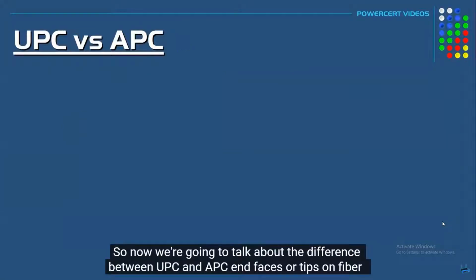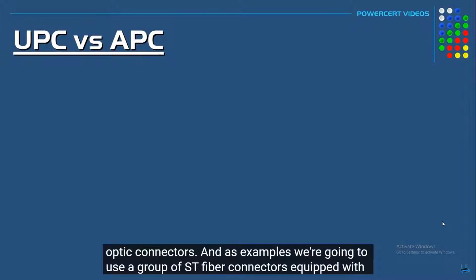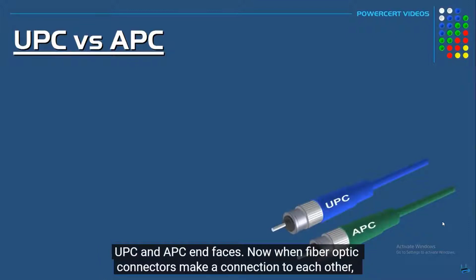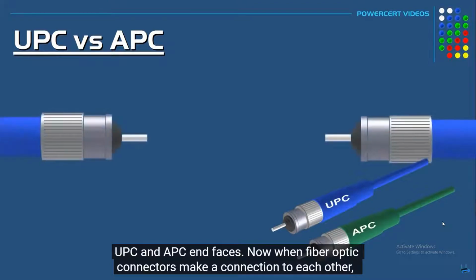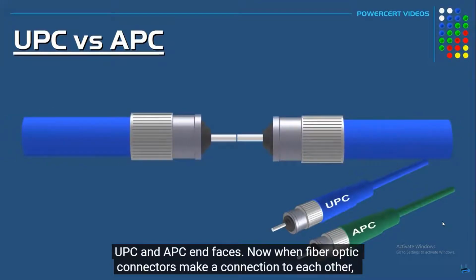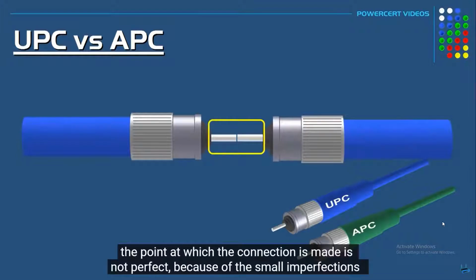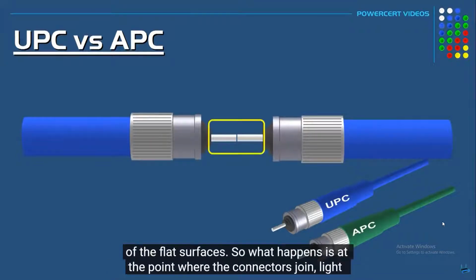So now we're going to talk about the difference between UPC and APC end faces or tips on fiber optic connectors. And as examples, we're going to use a group of ST fiber connectors equipped with UPC and APC end faces. Now when fiber optic connectors make a connection to each other, the point at which the connection is made is not perfect because of the small imperfections of the flat surfaces.